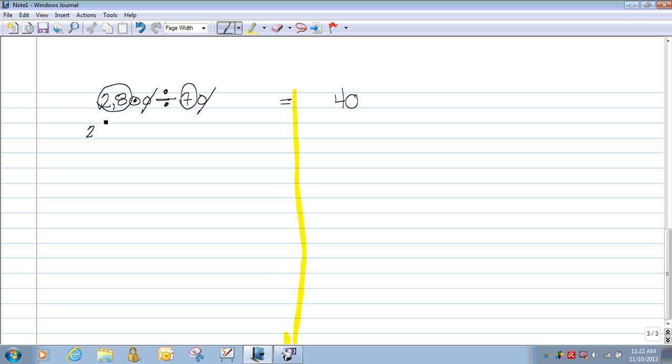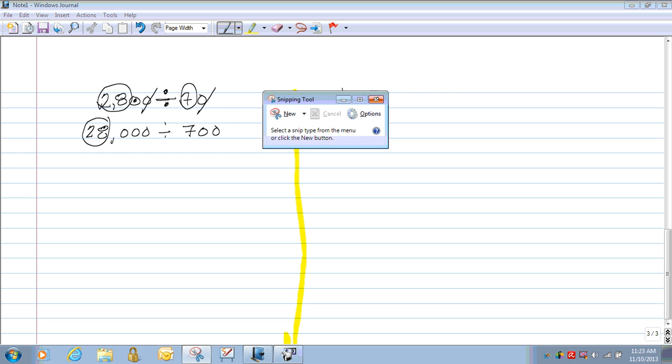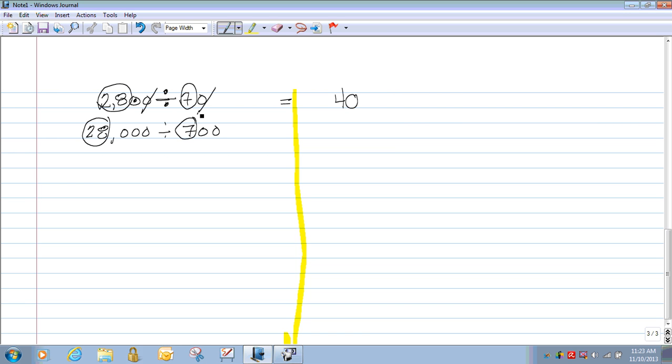Let's take a look at another example. 28,000 divided by 700. My basic fact is 28 divided by 7, which equals 4. I have 2 zeros on the right side of the division sign. I have 2 on the left I could cross out. That leaves me with 1 remaining 0, and I place that 0, and my quotient is still 40.